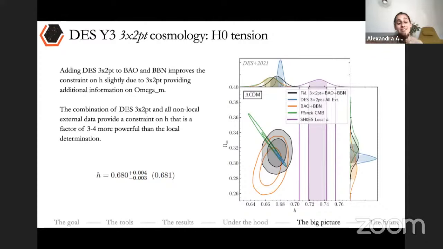And we get a constraint that's about 3 to 4 times more powerful than any current local measurement of H0 when we combine with Planck as well. And so we used here a local prior from SH0ES to be able to get this constraint. And what's shown here is, of course, that it still has a 4 sigma discrepancy with the SH0ES measurement.